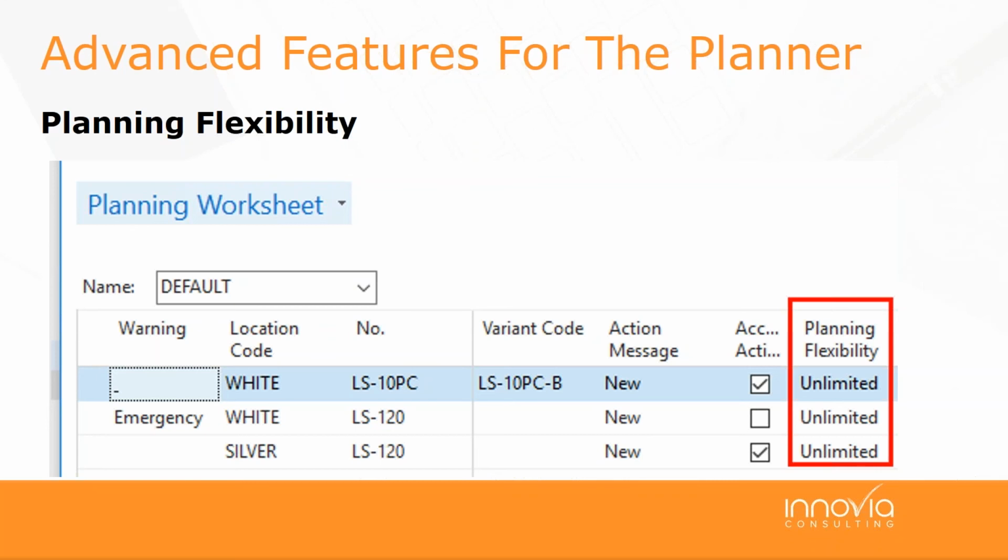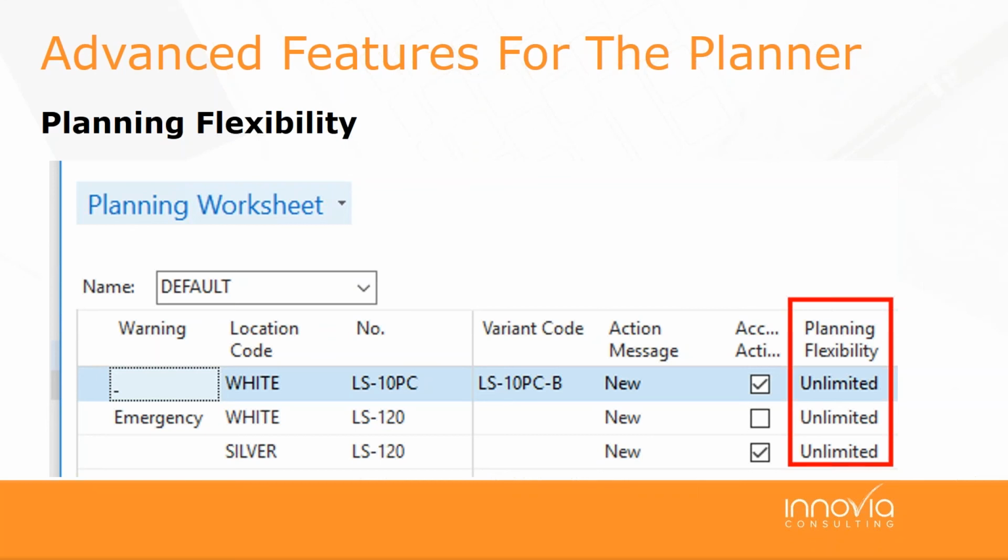The other choice is none, meaning I don't want planning the next night to say reduce it by 10, because I know what I'm doing. You can change that on the planning worksheet. I could change this field to none, create the PO, and planning the next night will not tell me to reduce it by 10.